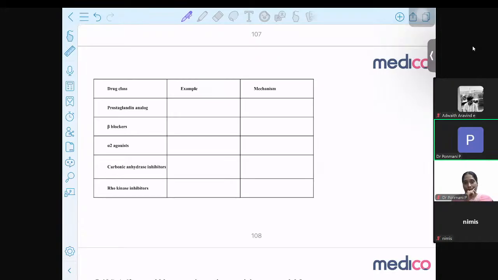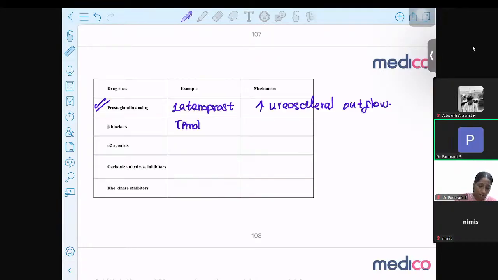So, coming back, what is the drug of choice for open-angle glaucoma? The drug of choice for open-angle glaucoma is a prostaglandin analog, like latanoprost. How is this going to work? It is going to increase the uveoscleral outflow. The next drug is beta blockers, like timolol, betaxolol. How are they going to work? They are going to decrease the production of aqueous humor.